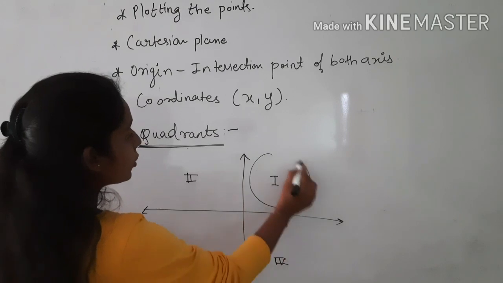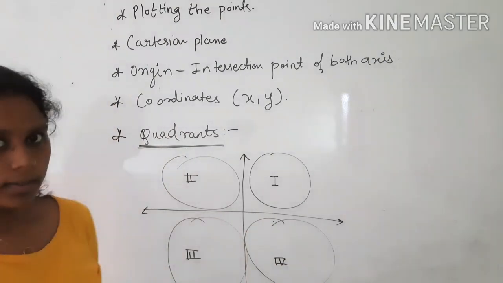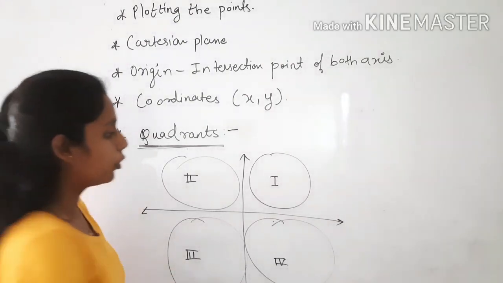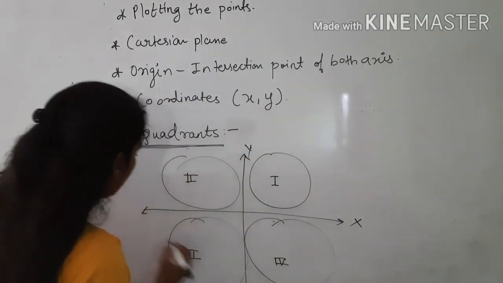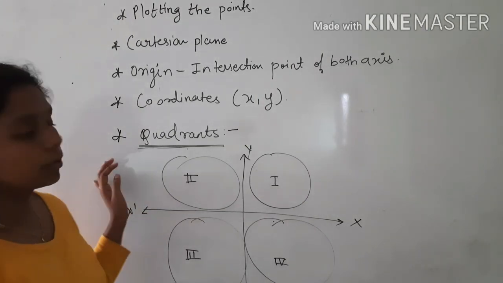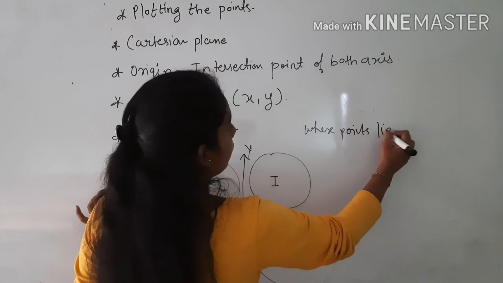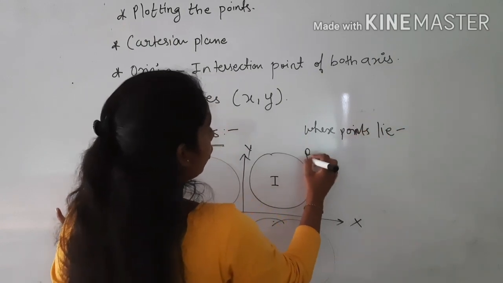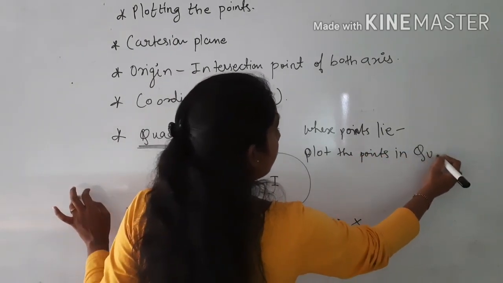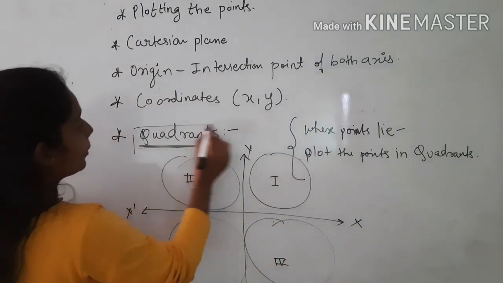The four parts which are formed due to the intersection of both the axes are called quadrants. We are going to name them first quadrant, second quadrant, third quadrant and fourth quadrant, which are formed due to the x and y axis. The questions which come according to the quadrants are: where do the points lie, or plot the points in the given quadrant.